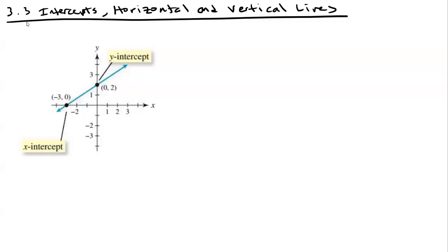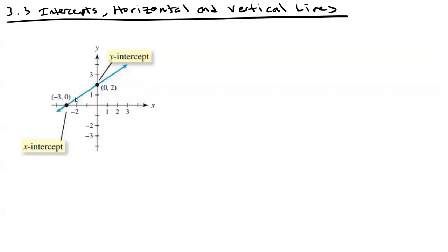Okay, so for this section, we're going to talk about intercepts, horizontal and vertical lines. All right, so the first thing is intercepts. Basically, an x-intercept crosses the x-axis, so it's intersecting the x-axis, and the y-intercept means it's crossing the y-axis or intersecting the y-axis.